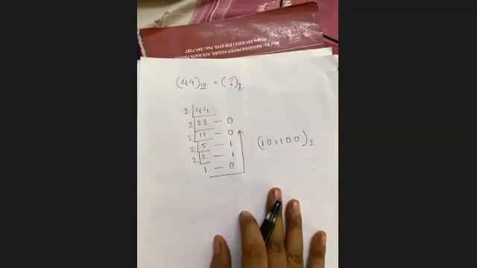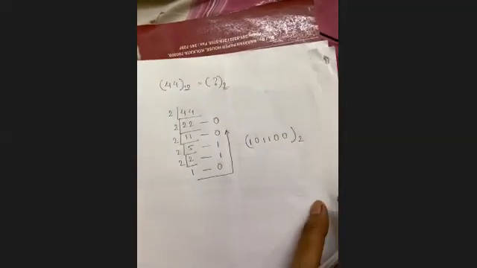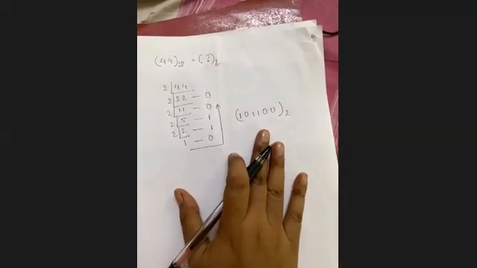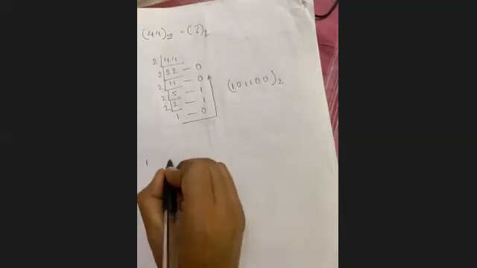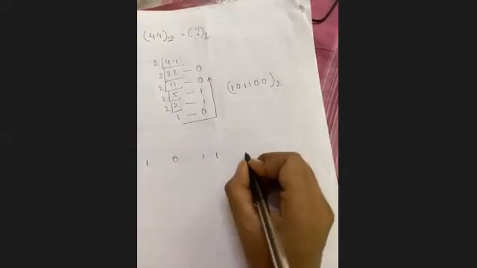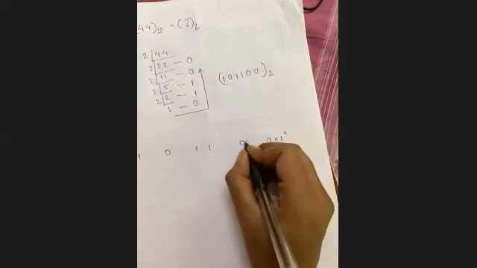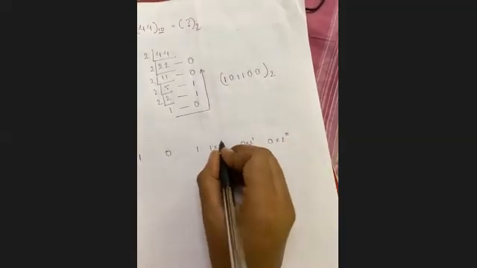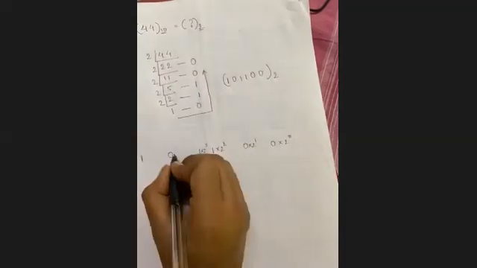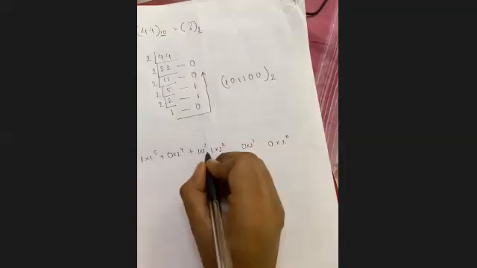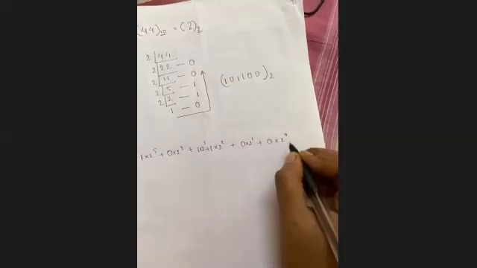This is the corresponding binary value of this decimal value. Now if you cross-check whether you have converted this decimal value to a proper binary system or not, just write down the binary value 1 0 1 1 0 0. Write 2 to the power 0, 2 to the power 1, 2 to the power 2, 2 to the power 3, 2 to the power 4, 2 to the power 5. Just add up these multiplication values.